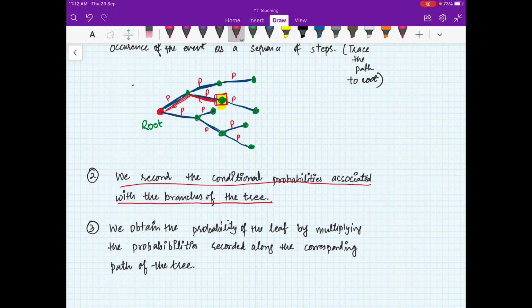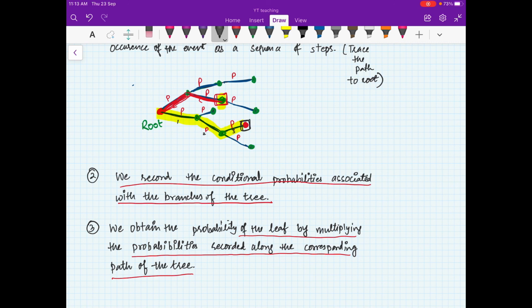So these probabilities most of the time will be conditional probabilities, right? Because this has happened. Now this branch means what is the probability of this thing given that this has already happened. So that will come in terms of conditional probabilities. So we obtain the probability of a leaf by multiplying the probabilities recorded along the corresponding path of the tree, right? So suppose I want to compute the probability of this leaf. I will just trace the path here and then here and then here. Then I will multiply these three probabilities, and then I will get the probability for this event and so on, right?